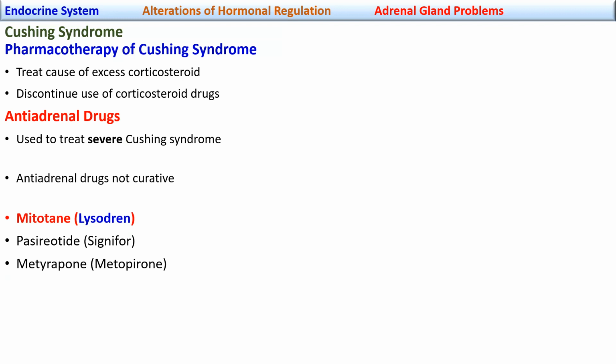Anti-adrenal drugs are used to treat severe Cushing syndrome that occurs with prolonged glucocorticoid therapy. This medication should inhibit the corticosteroid synthesis by the adrenal gland. These drugs are not curative, and they are usually limited to 3 months of therapy. One type of these medications is Lysodren, which is mitotane. Another medication is ketoconazole, Nizoral. We'll explain later on, but we'll focus on mitotane, which is Lysodren.